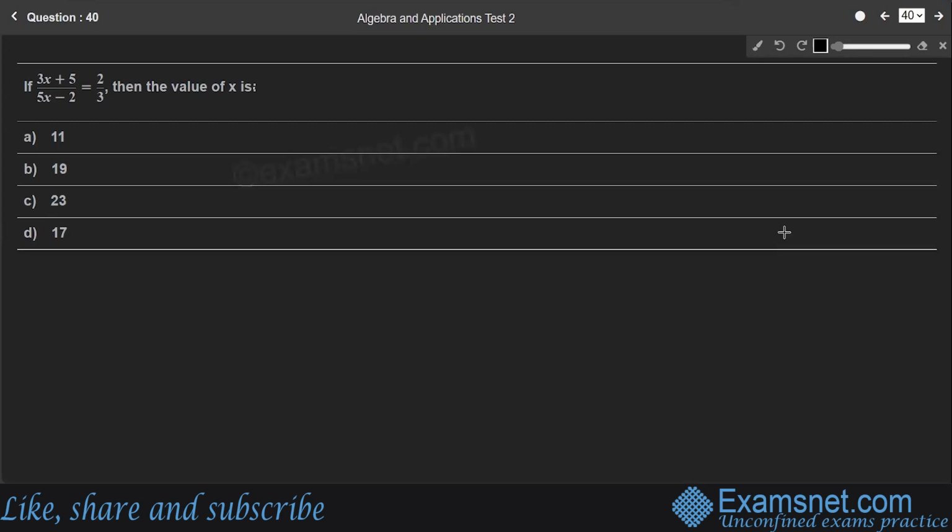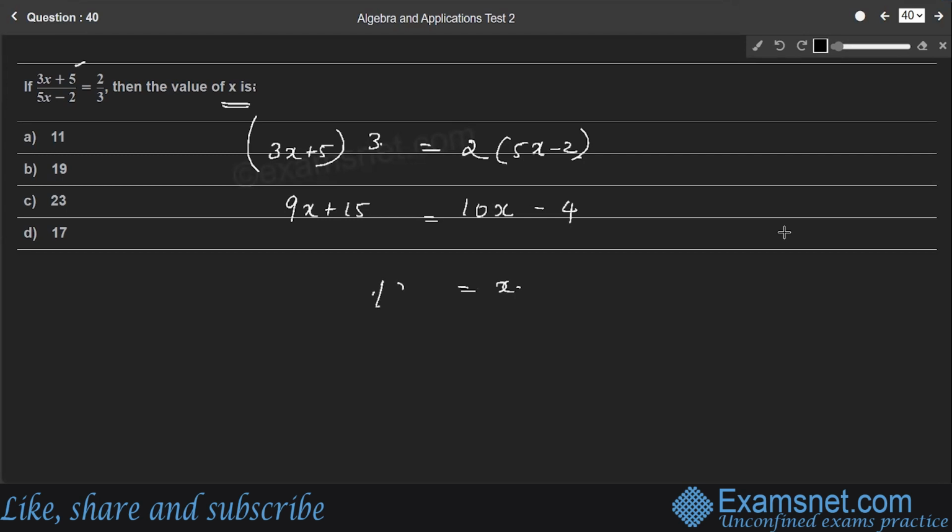Question number 40. 3x plus 5 whole divided by 5x minus 2 is equal to 2 by 3. Then the value of x is. Very easy question, students. We are just cross multiplying. So 3x plus 5 into 3 is equal to 2 into 5x minus 2. Simplify it. So 9x plus 15 is equal to 10x minus 4. So 10x minus 9x is x, and 15 plus 4 is 19. Therefore, x is equal to 19. So option B is the right answer.